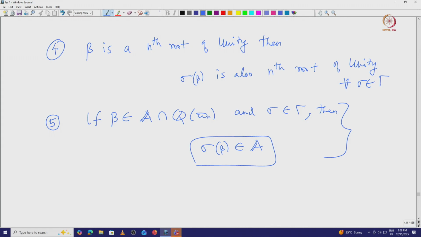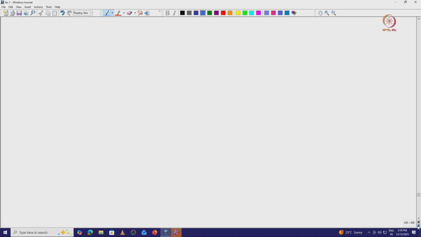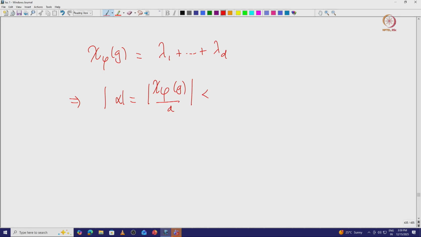So, now how are we going to use these facts in order to prove our result? We already observed that chi phi of g is nothing but the sum of these eigenvalues of phi g. This implies that the absolute value of alpha, which is exactly the absolute value of chi phi of g divided by d, is strictly less than 1, as the absolute value of chi phi of g is strictly less than d.